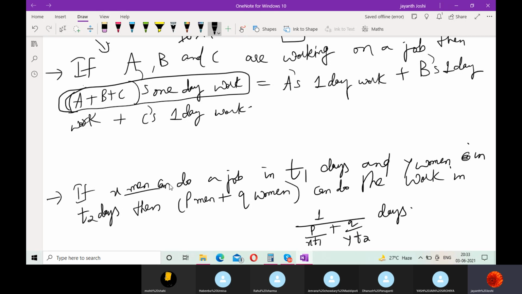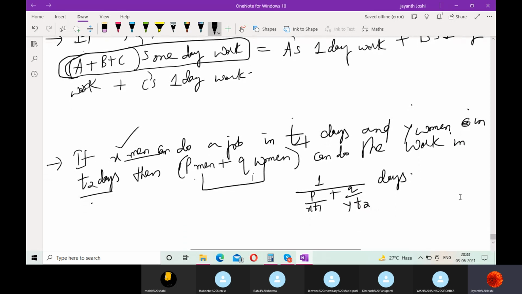So X men can do a job in T1 days. Y women can do a job in T2 days. Then they are asking P men plus Q women. So if 10 men can do a job in 15 days, and 15 women can do a job in 20 days, then 5 men and 7 women can do the job in how many days? That is what they are asking. So you can apply this formula. Instead of solving by taking some more steps, this is the easiest way.